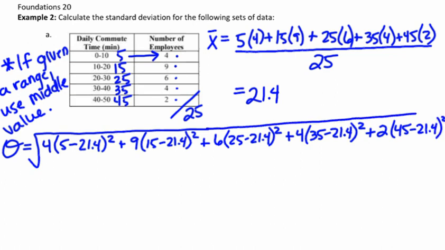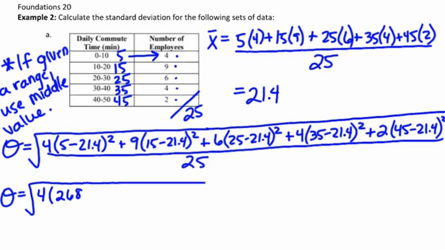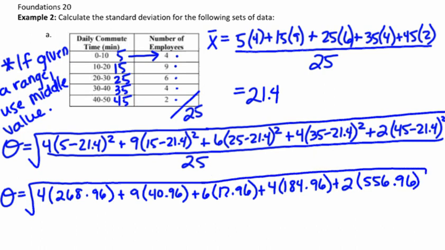Again, drag your square root sign so that we know that covers everything. And it's all divided by 25. Simplifying up top, we have 4 times 268.96 plus 9 times 40.96 plus 6 times 12.96 plus 4 times 184.96 plus 2 times 556.96. All divided by 25.